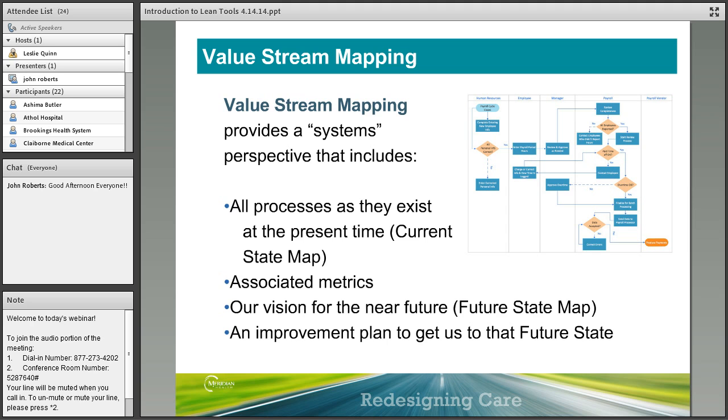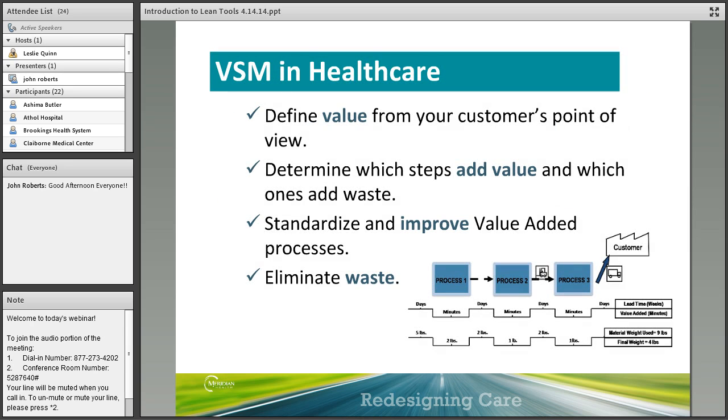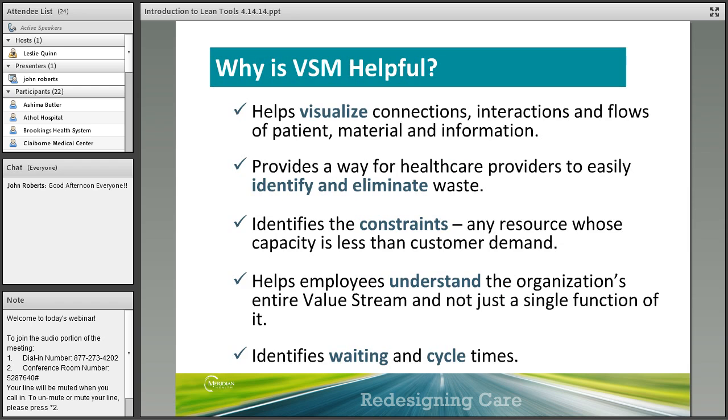And again, we begin to include the time element, basically when and how fast we should be able to produce this particular product or service to our customers. Again, we're looking at value added, non-value added. We want to begin to look at how we can standardize and improve that process. We'll talk a little bit more about that in the standard work process. And again, our ultimate goal is to eliminate waste in the value stream mapping.